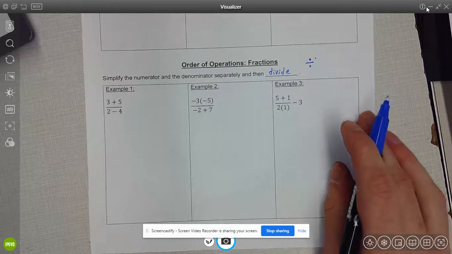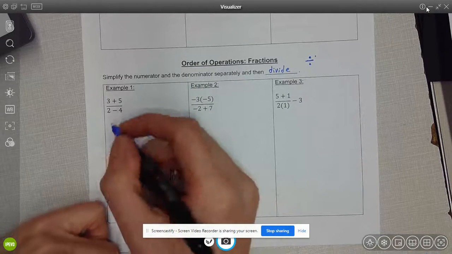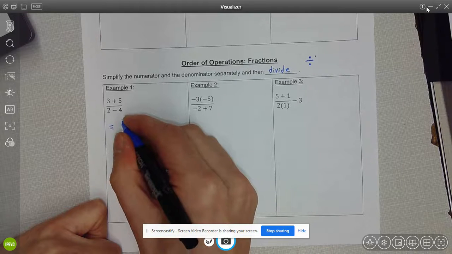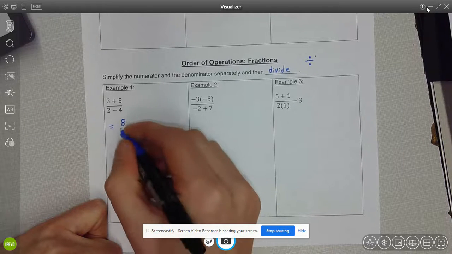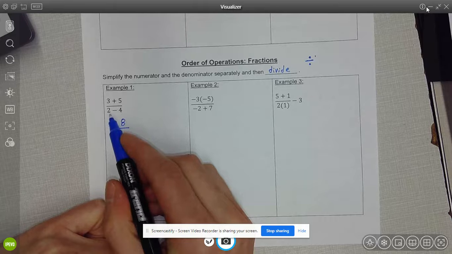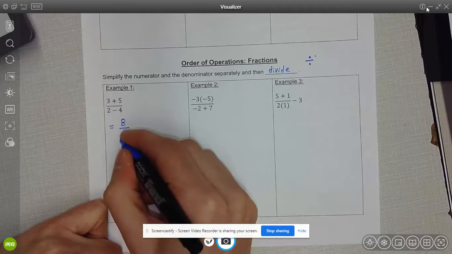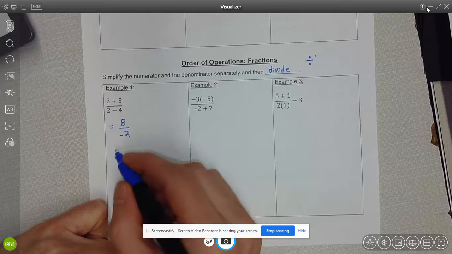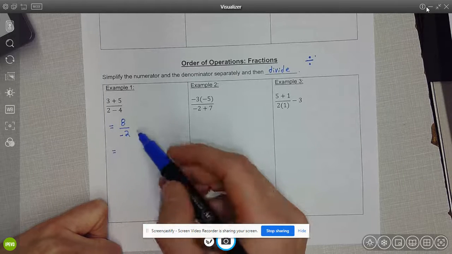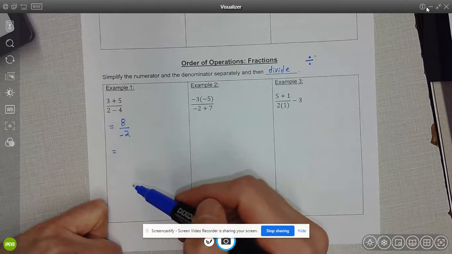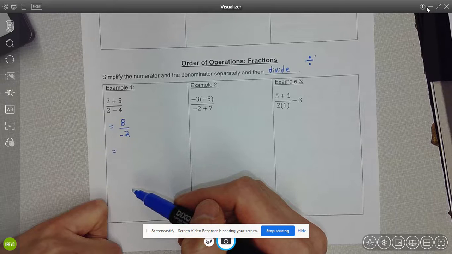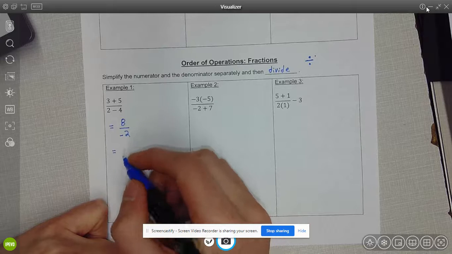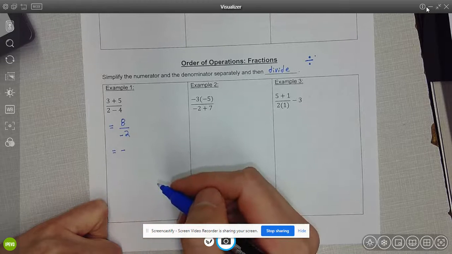So let's work on this. 3 plus 5, well, that's going to be 8. On the bottom, I have 2 take away 4, which is negative 2. So still be careful with your negatives and your positives. Once I have one number on the top and the bottom, I can divide. 8 divided by negative 2. Positive divide negative is negative. 8 divide 2 is 4.